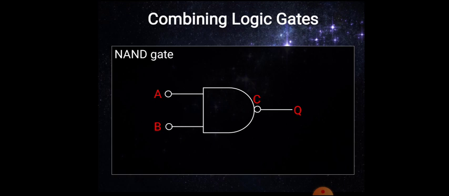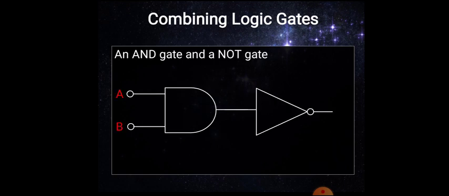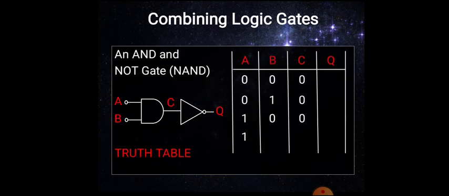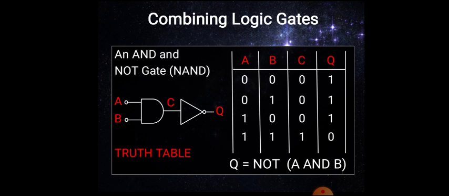We have another combination of logic gates, though not shown here. Suppose we combine an OR gate with a NOT gate, then we get a NOR gate. This is the truth table of the NAND gate, and similarly we have the NOR gate truth table also.